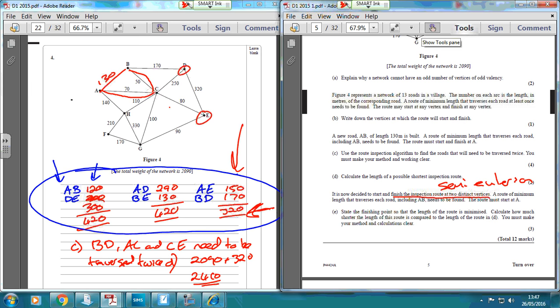So calculate how much shorter the length of this route is compared to the length of the route in D. The length of the route in D was 2,410. What you then need to take away is this 2,090 plus 130 plus the extra routes, which are going to be 70 plus 50, because they're the ones that you need to traverse twice. Or you can add up the route that you need to traverse twice and just work out the difference. Either way is absolutely fine.